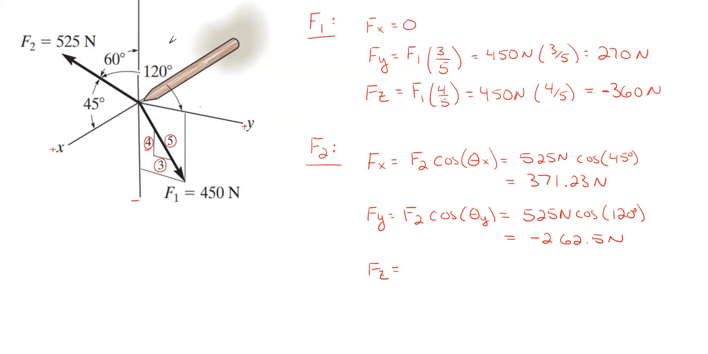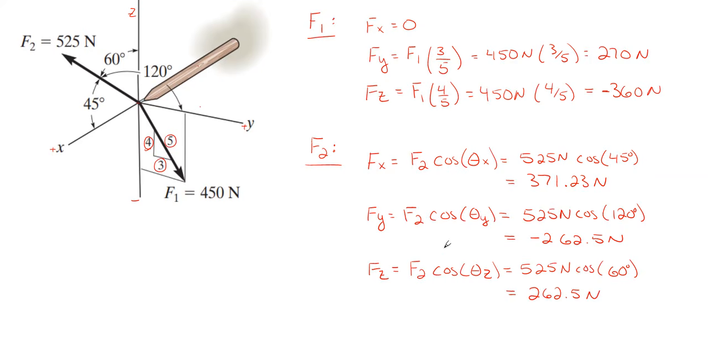So Fz, how much do we have in the z-axis? We kind of scroll down, but that's our positive z-axis there. Same idea, once again: the magnitude of the force we're looking at times cosine of theta z, which is the angle off the positive z-axis, which in this case we are measuring at 60 degrees. So just plug and chug, and we have 525 newtons times the cosine of 60 degrees, and we end up with 262.5 newtons.